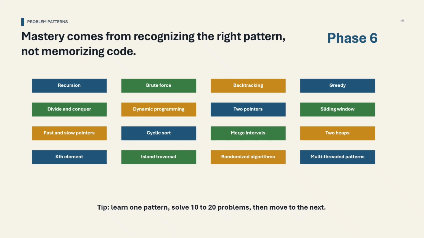Here, the key in this phase is practice. You should solve problems pattern by pattern. Do not randomly solve 500 problems without understanding, and instead learn one pattern, solve 10 to 20 problems on that pattern, then move to the next pattern.